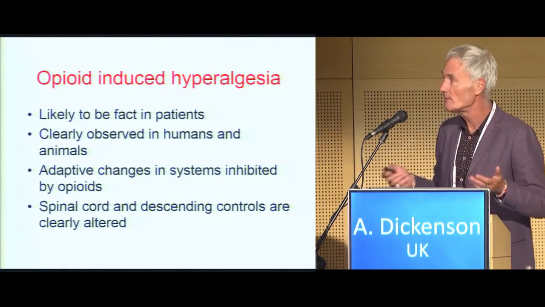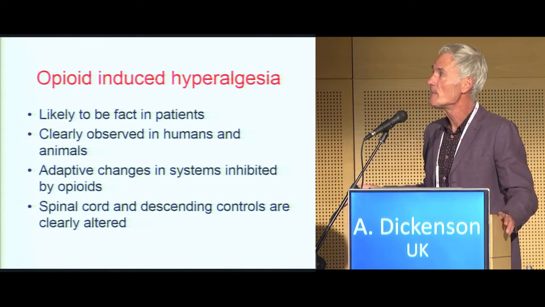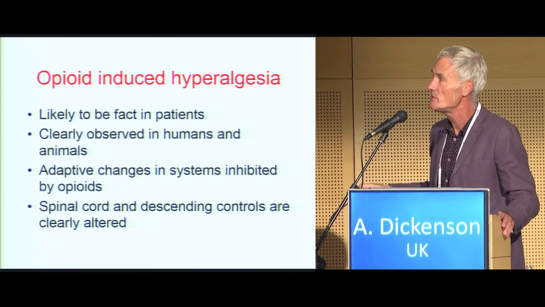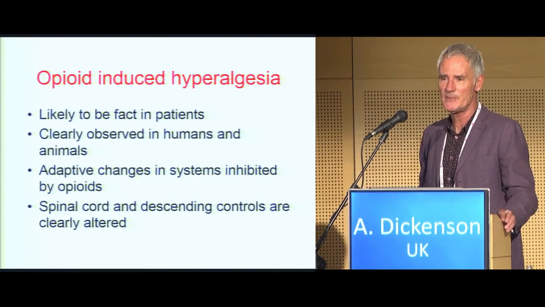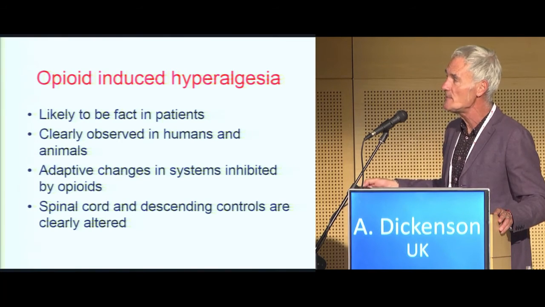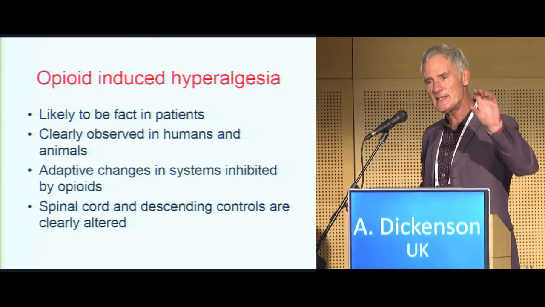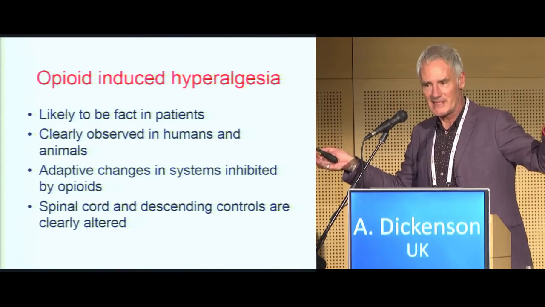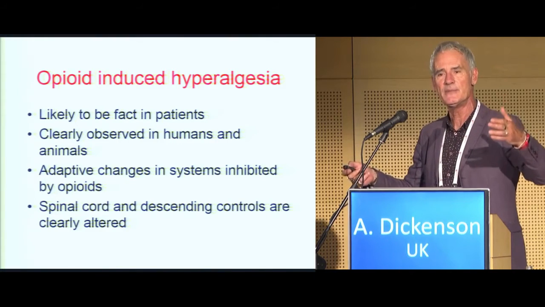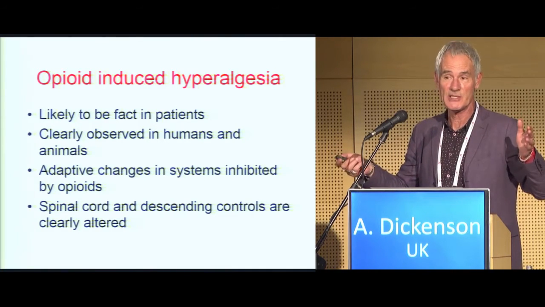So this leads to a problem of opioid-induced hyperalgesia. There's been a lot of discussion of this. It might well be a fact in some patients. It's clearly observed in humans and animals, and in fact, 2 weeks ago, a study of patients with high-dose opioids in the community with sensory testing revealed a hyperalgesia. Basically, what it seems to be is that the systems that are inhibited by opioids at the spinal cord level and the brain descending pathways start to, in a sense, fight back against the inhibition. So the opioids are inhibiting, the systems that are inhibited start to bring back their activity, possibly because for a central nervous system, too much inhibition might be fatal.